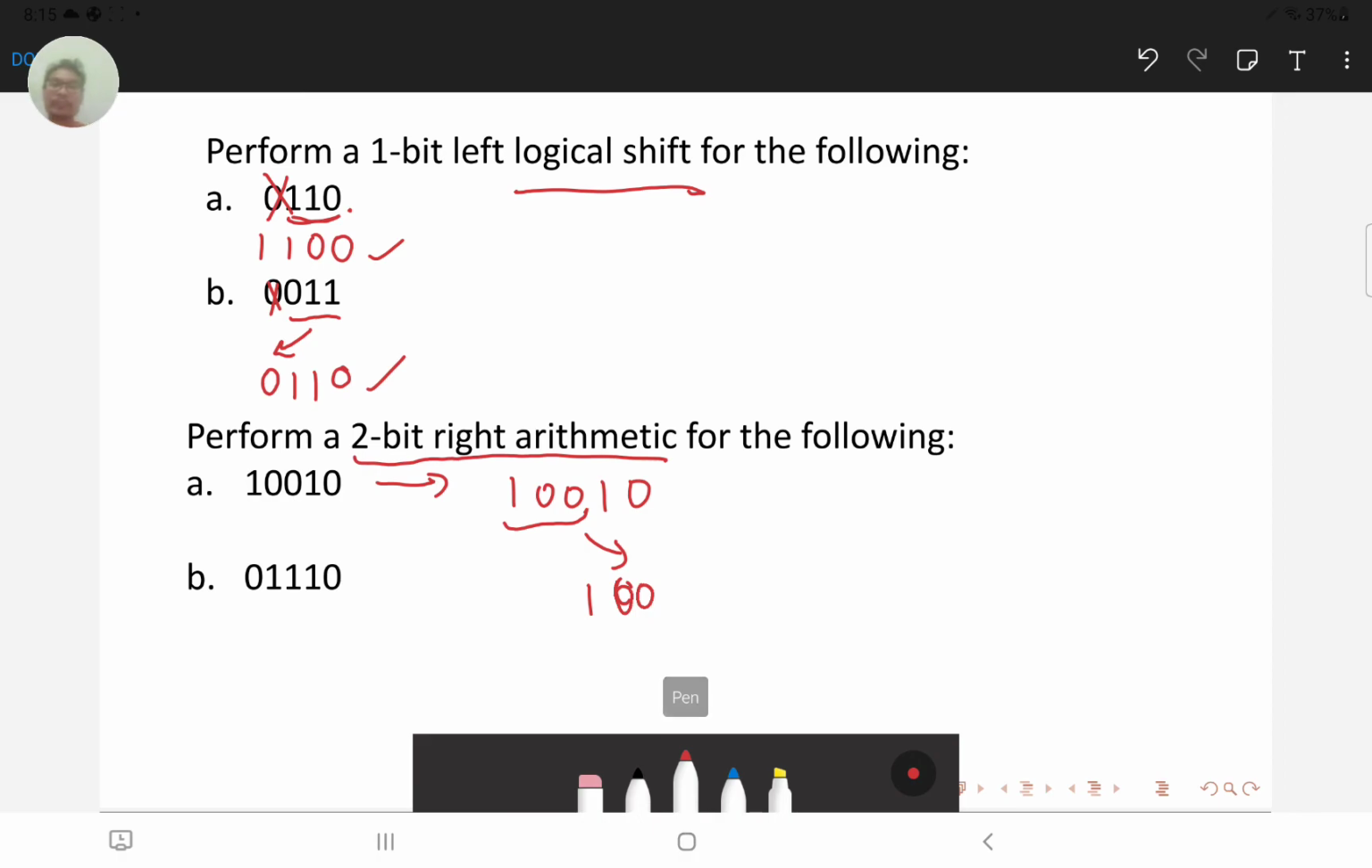Okay, so 1 0 0 is now pushed to the right, and what is going to be fed in? It's an arithmetic shift, therefore it's going to be 1 1 fed through. Okay, so this is the answer. And then what about the next one?